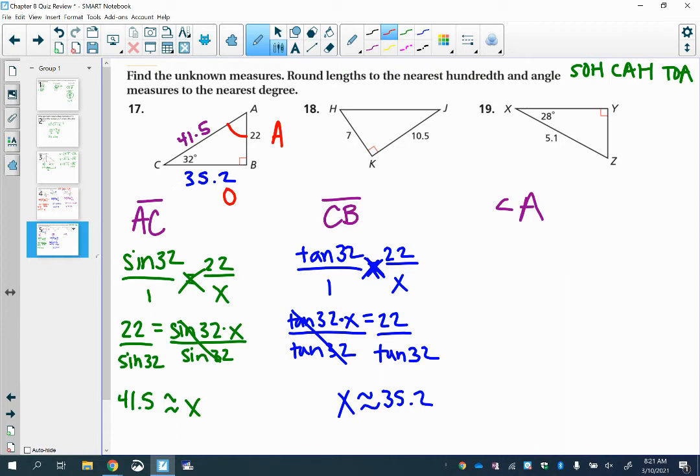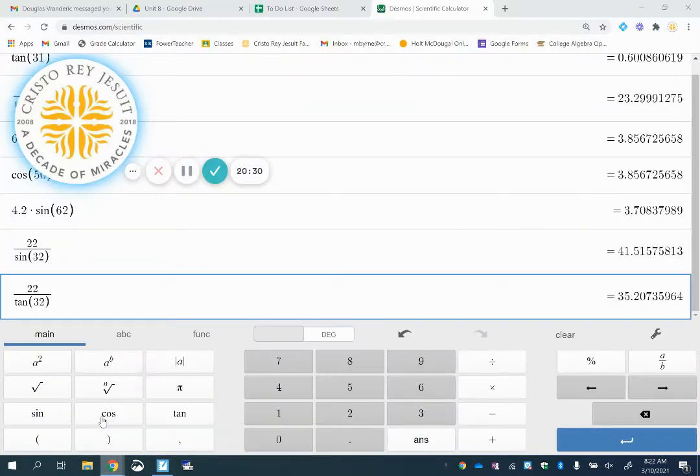Remember, when you're finding a side, you use a proportion. When you're finding an angle, you use an inverse. So if my side is opposite and adjacent, then I'm talking about the trig ratio tan. So that means I'm going to use inverse tan, which is tan^-1 of opposite, 35.2, over adjacent, which is 22. The best part about finding angles is as long as you remember to use the inverse, it makes all the heavy lifting on the calculator.